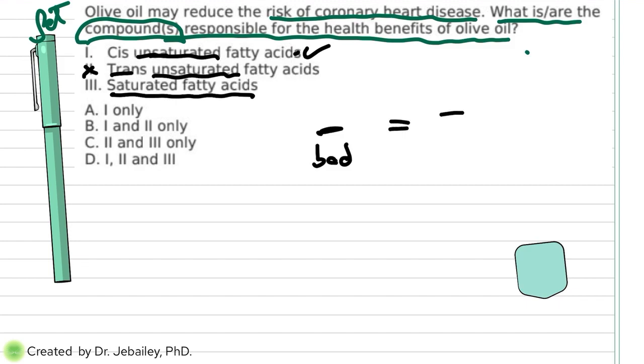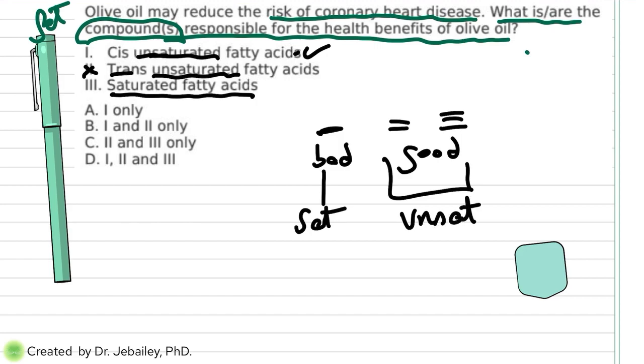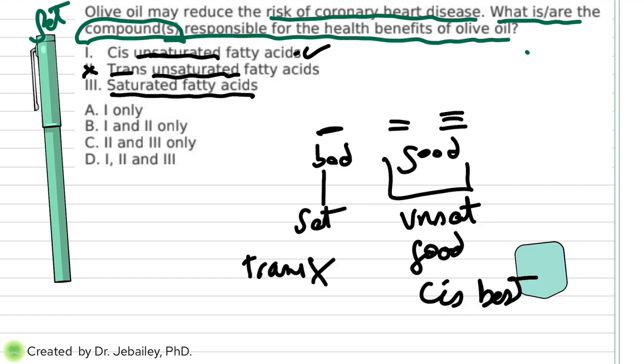If you have double, triple, that is good, because one single one is saturated. These are actually unsaturated, and these are the good ones. Now, between those, the cis is even the best one, and if you try to do trans out of it, it is a very bad one.